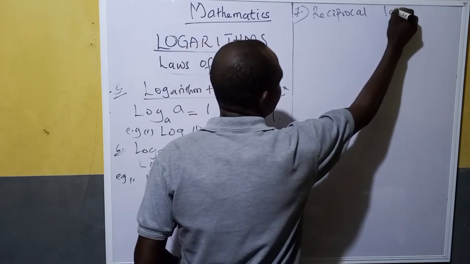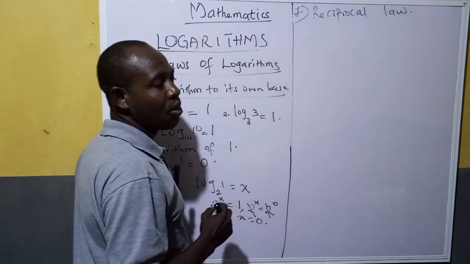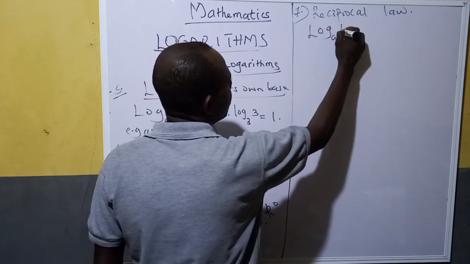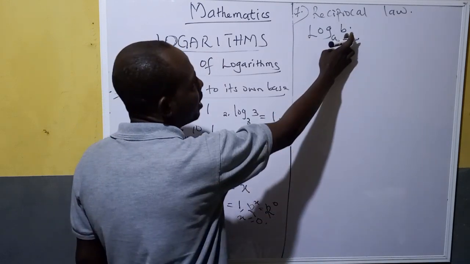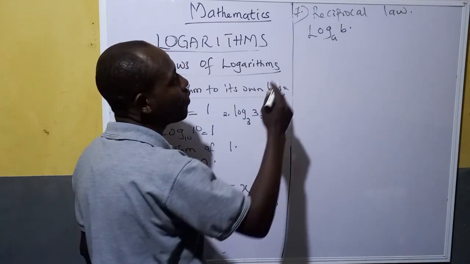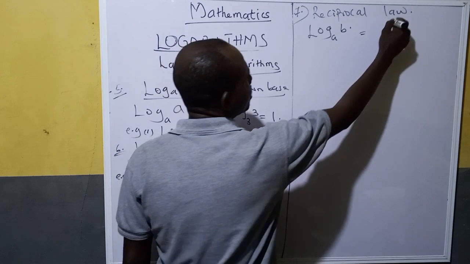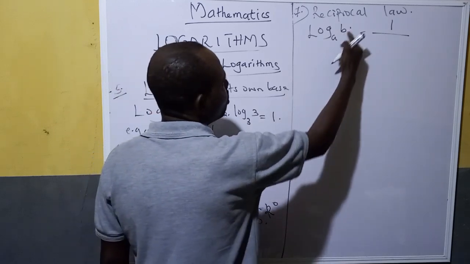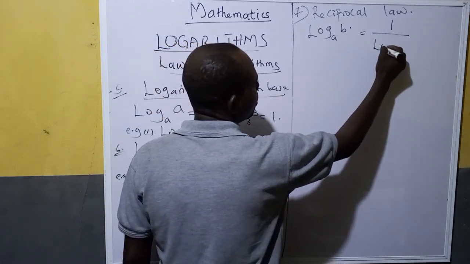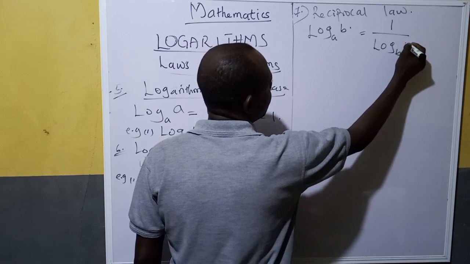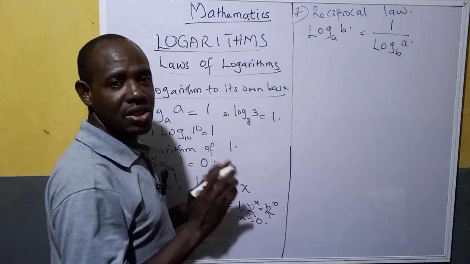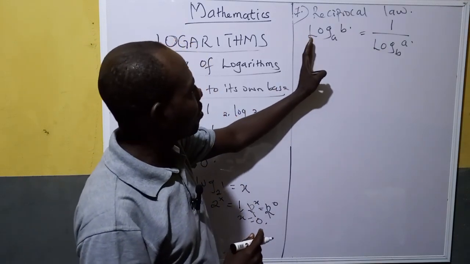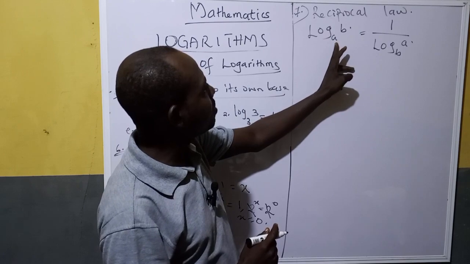Then the other one, number 7, is reciprocal law. Now, reciprocal law, as we have a logarithm, let's say log of b having a base a. If you want to find the reciprocal, meaning 1 over, then something will happen here. These two will interchange. It becomes log of a having base b. That is reciprocal law.